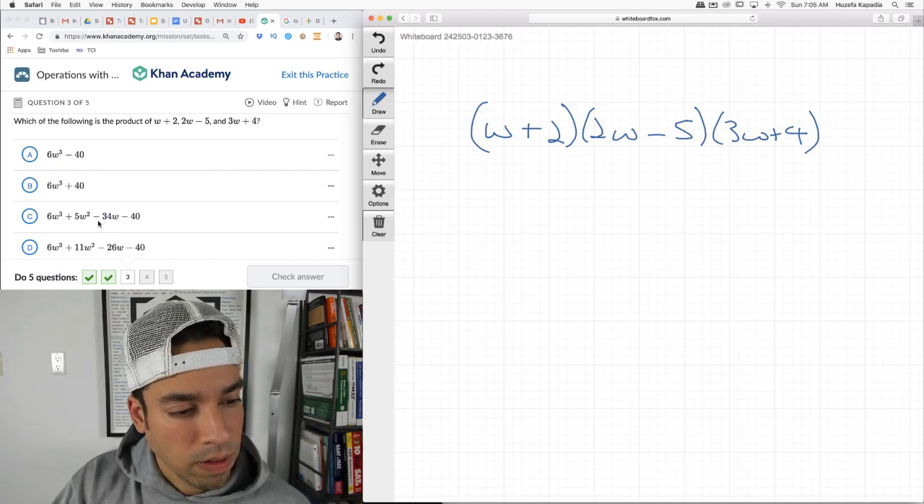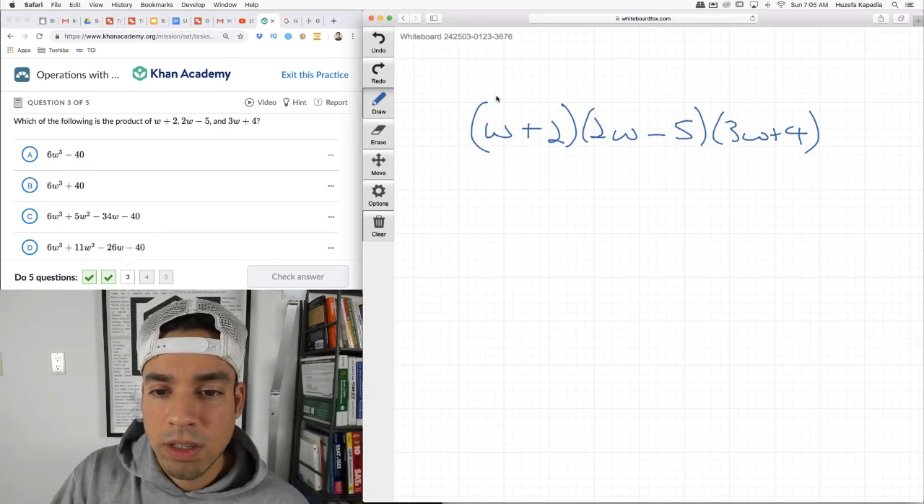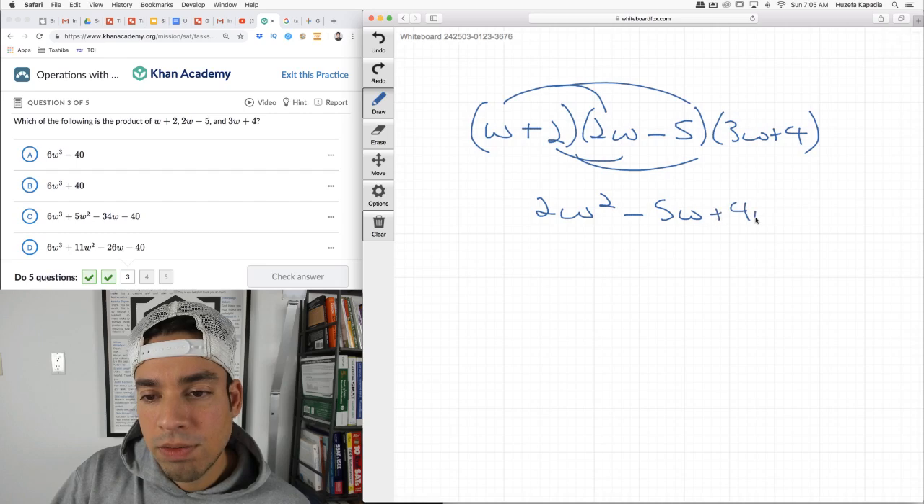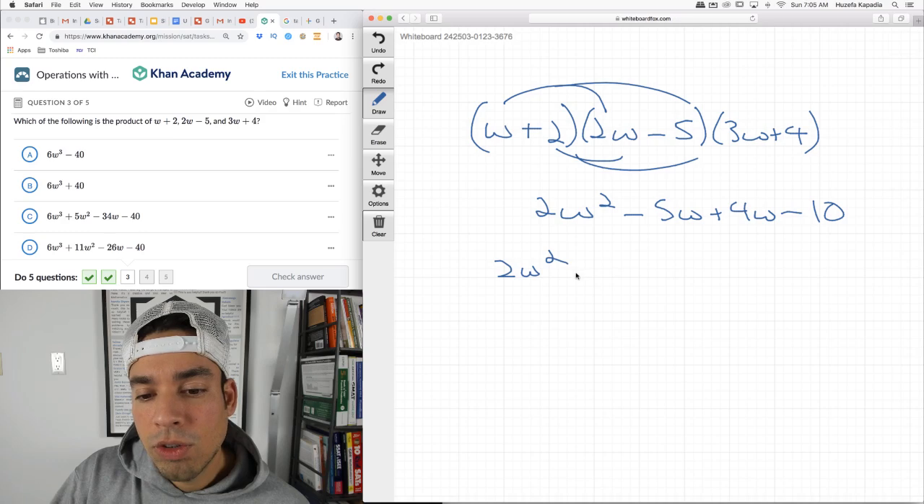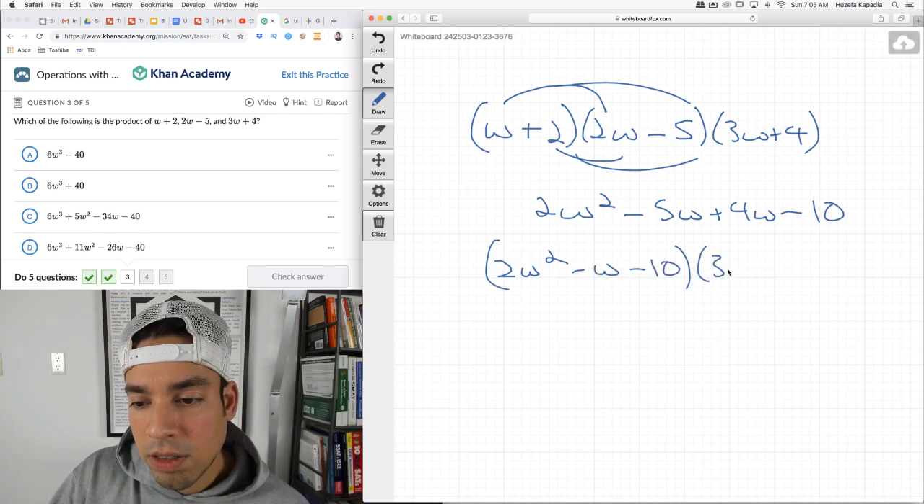I can't tell: 5w squared or 11w squared. All right, let's just FOIL it. So first, we'll start with this one. Boom, boom. 2w squared minus 5w plus 4w minus 10. So we have 2w squared minus w minus 10 times 3w plus 4.